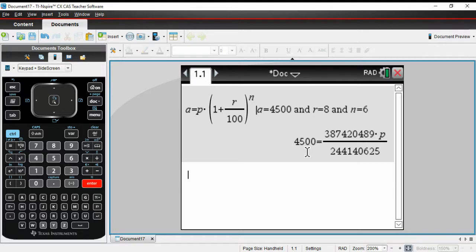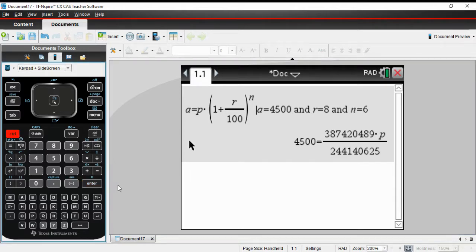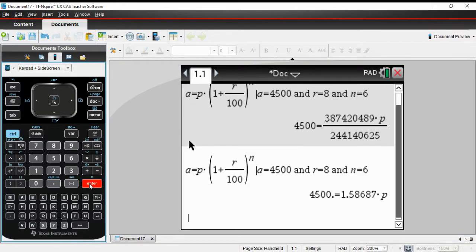We have 4,500 is equal to a fraction times P. If I want to find that in decimal form, I press Control and enter. Now, I will show in the next example how to put this into decimal form automatically rather than having to do that and taking up a little bit more time. I still have P as an unknown.